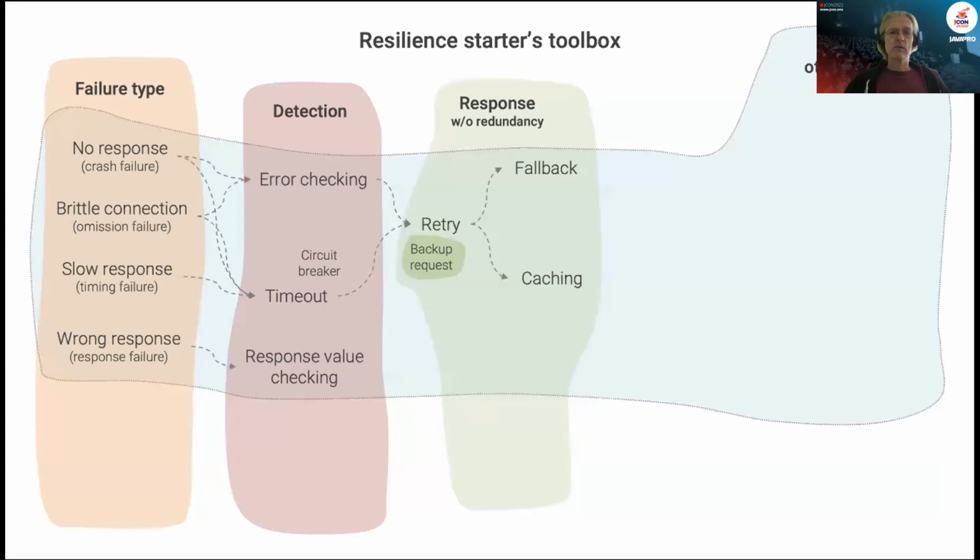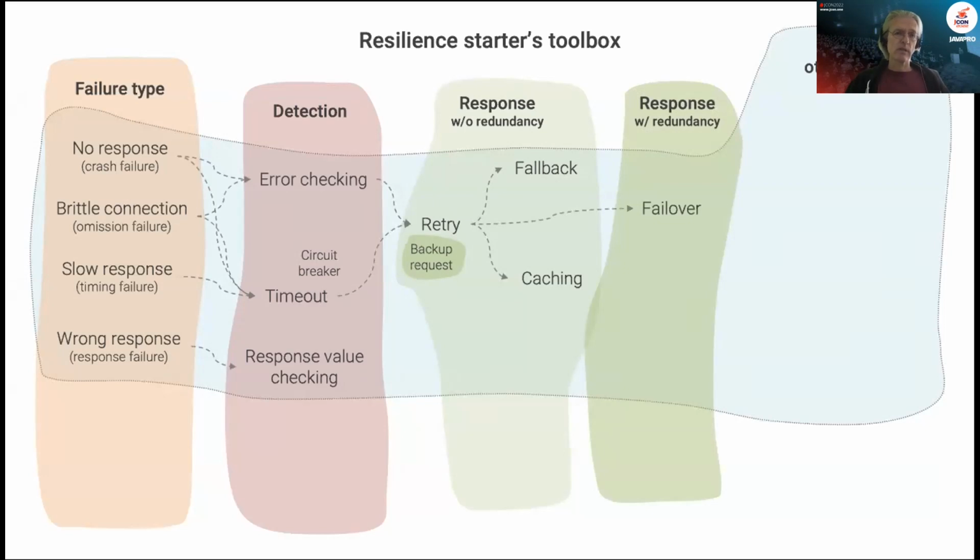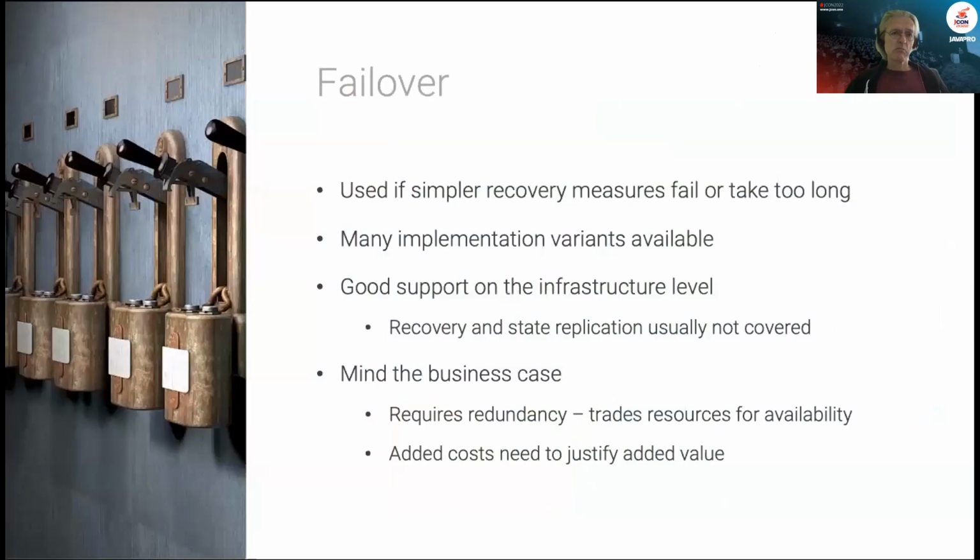And the last thing here, before moving on, is what can we do if we have redundancy? Well, sure, failover, which means that we fail over to another node that does the same thing. And that's quite good if all the other things do not work or take too long. We have a lot of variants available, also on the infrastructure level. We have great support for that, because load balancers are there, Kubernetes does that for us, and so on.